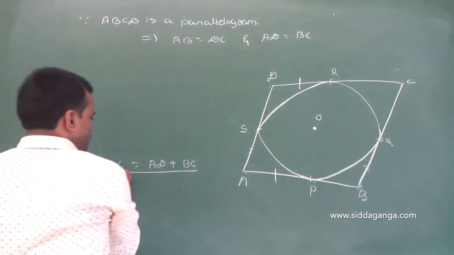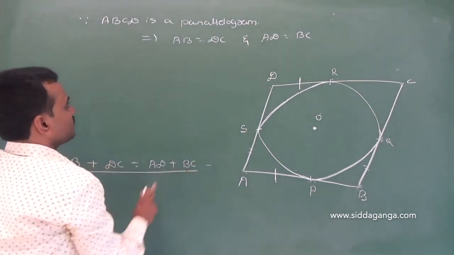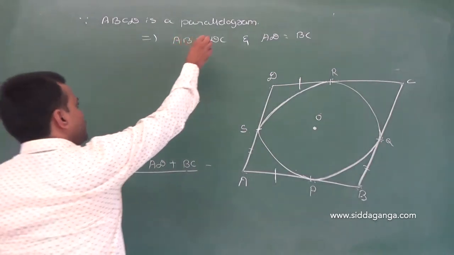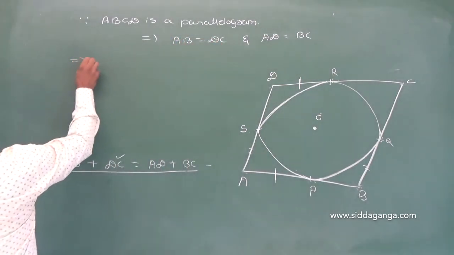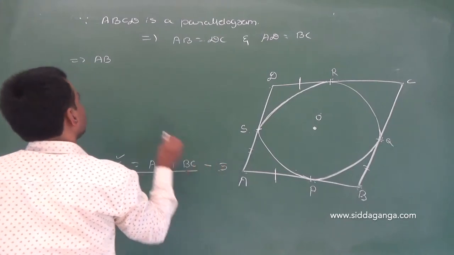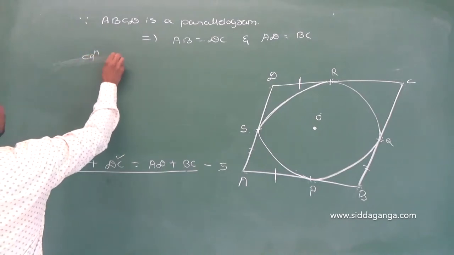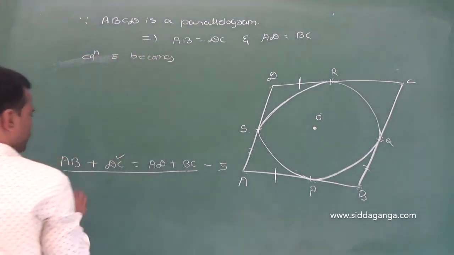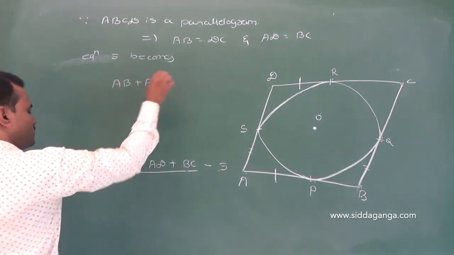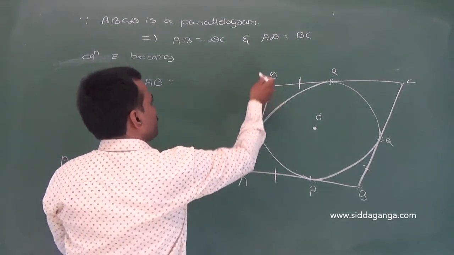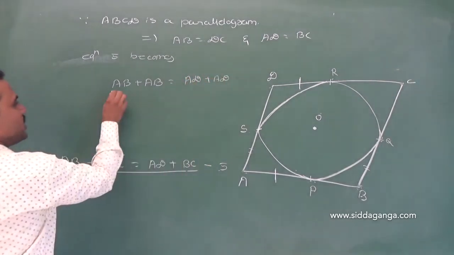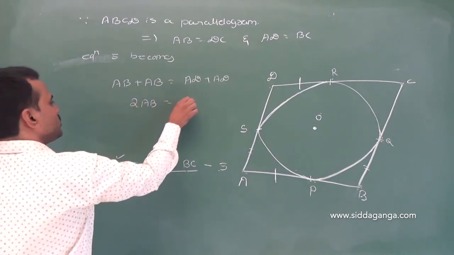What we got? AB plus DC is equal to AD plus BC. AB is equal to DC, so in place of DC, I write AB. Better we call it equation 5. Equation 5 becomes: AB plus DC, in place of DC I write AB, AB plus AB is equal to AD plus BC. In place of BC, I write AD: AD plus AD. AB plus AB is how much? 2 times AB, 2 times AD.